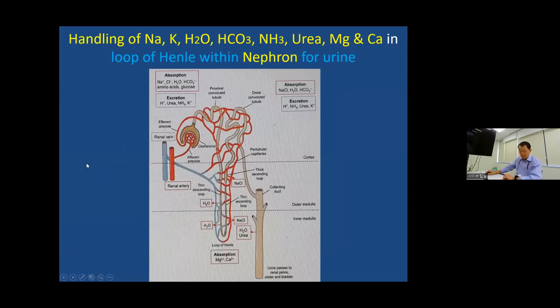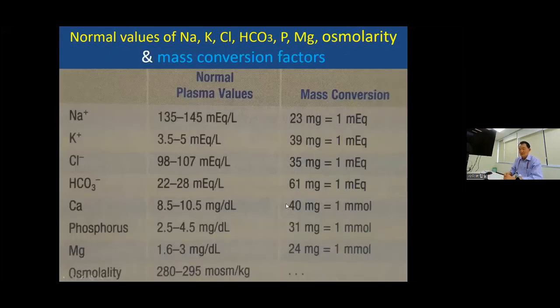Now, as I mentioned earlier, the kidney has an important function of balancing important minerals and electrolytes. As you see here, sodium, chloride, bicarbonate, everything going through the kidney has a balancing of excretion and absorption. So a simple blood test can show the normal levels of sodium, potassium, chloride, bicarbonate, calcium, phosphorus, and magnesium. These are very important things.